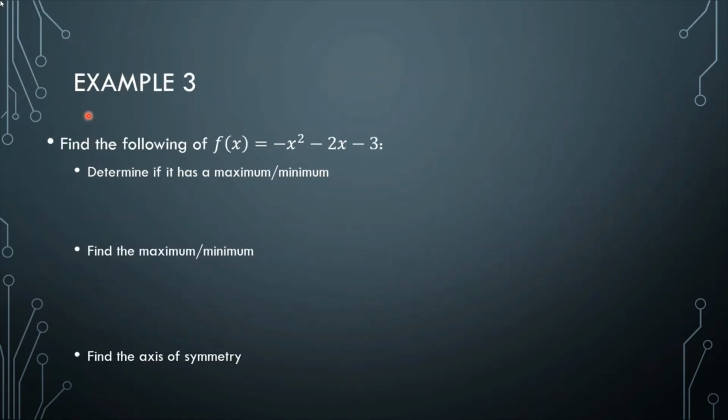It says find the following for f of x equals negative x squared minus 2x minus 3. It says determine if it has a maximum or a minimum. Just by looking, a is negative, so it's a sad face. Since it's a sad face, it's going to be a maximum because the vertex appears on the top.